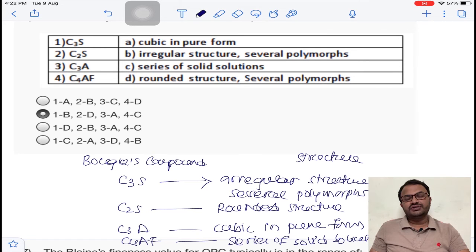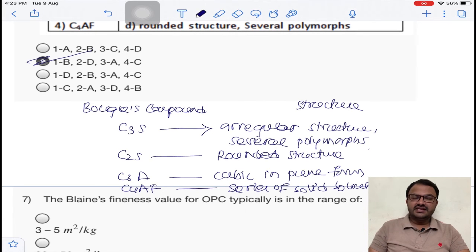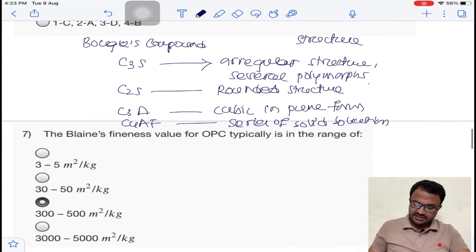Several series of solid solutions will constitute the structure of tetracalcium aluminoferrite. Okay, so for question number 6, it is answer B. These are all very important. C3S is an irregular structure, C2S is a rounded structure, and C3A is a cubic structure, and C4AF is a series of solid solutions. Okay, it will constitute a series of solid solutions.